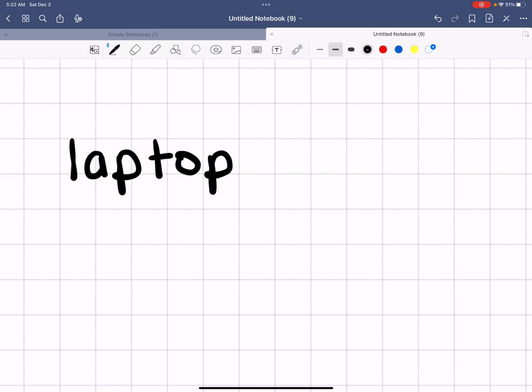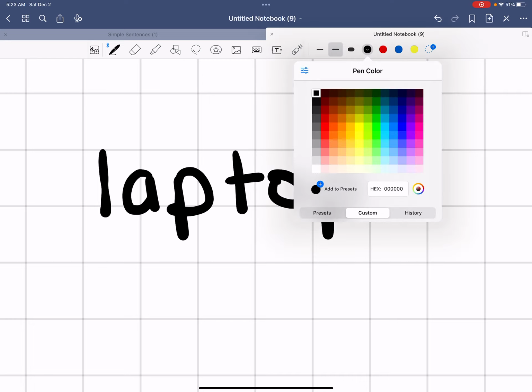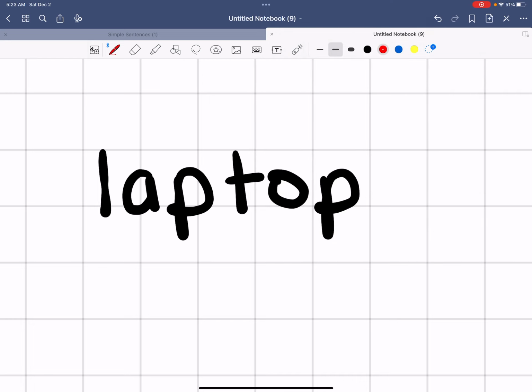We have this word. This word says laptop, but let's see how we break this up. First, let's look at the letters. The letters are L, A, P, T, O, P. The first letter is L. That means the L is a consonant, the A is a vowel, the P is a consonant, the T is a consonant, the O is a vowel, and the P is a consonant.